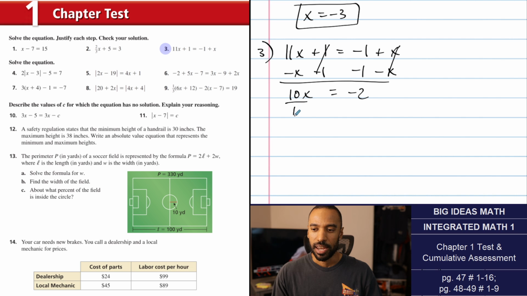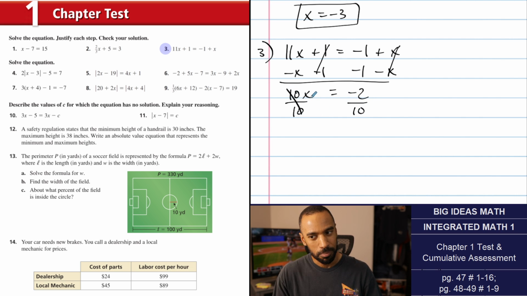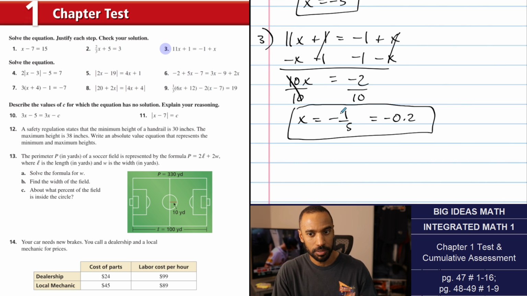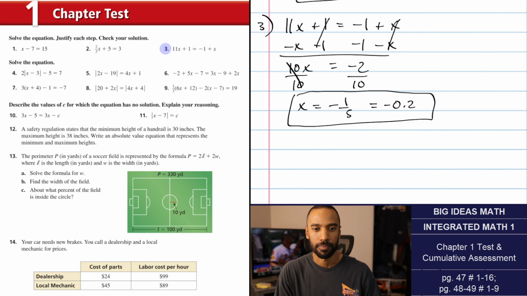You divide both sides not by -2, but by 10. I know you're compelled to want to divide by the -2 because it's a smaller number, but we divide by the number multiplying by x. -2 over 10 is exactly -0.2, but as a fraction, reduce, divide top and bottom by 2, you get -1/5. So x is either one or the other. I prefer the fraction, but the decimal also works.